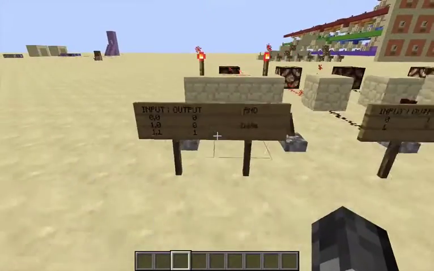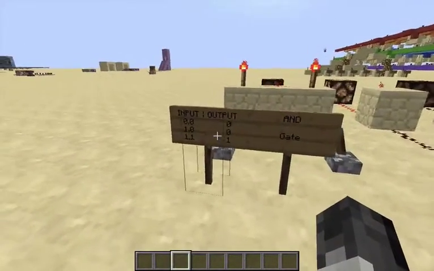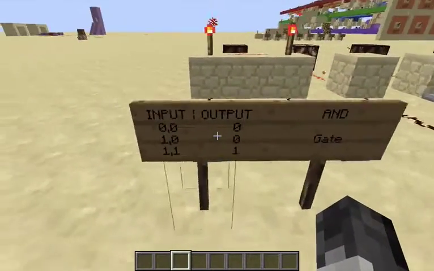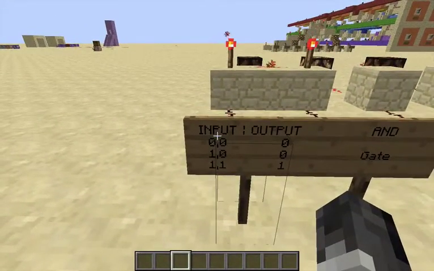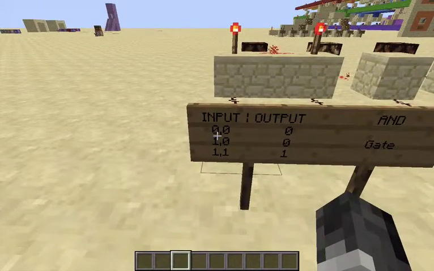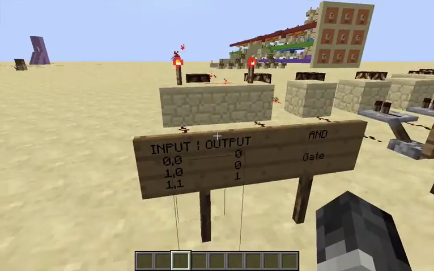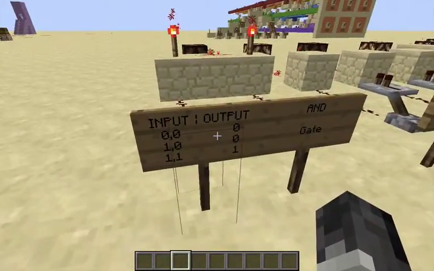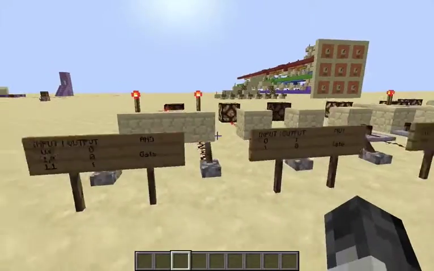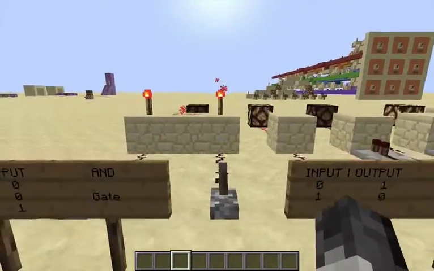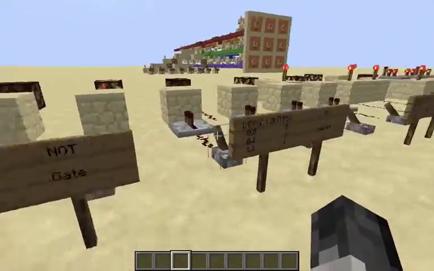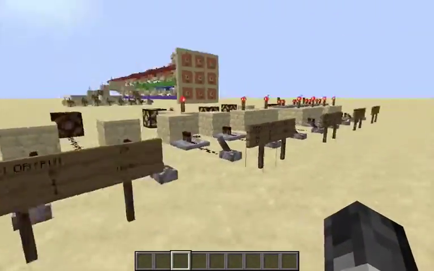Each logic gate will have a specific combination of inputs that will give a specific output. So in the case of the AND gate, if you give an input of 0 for both levers, it'll have an output of 0. It'll only give you an output of 1 when both of the levers are flipped. Now, the three basic logic gates are the AND gate, the NOT gate, and the OR gate. I'm going to be talking about these more in depth than the rest.